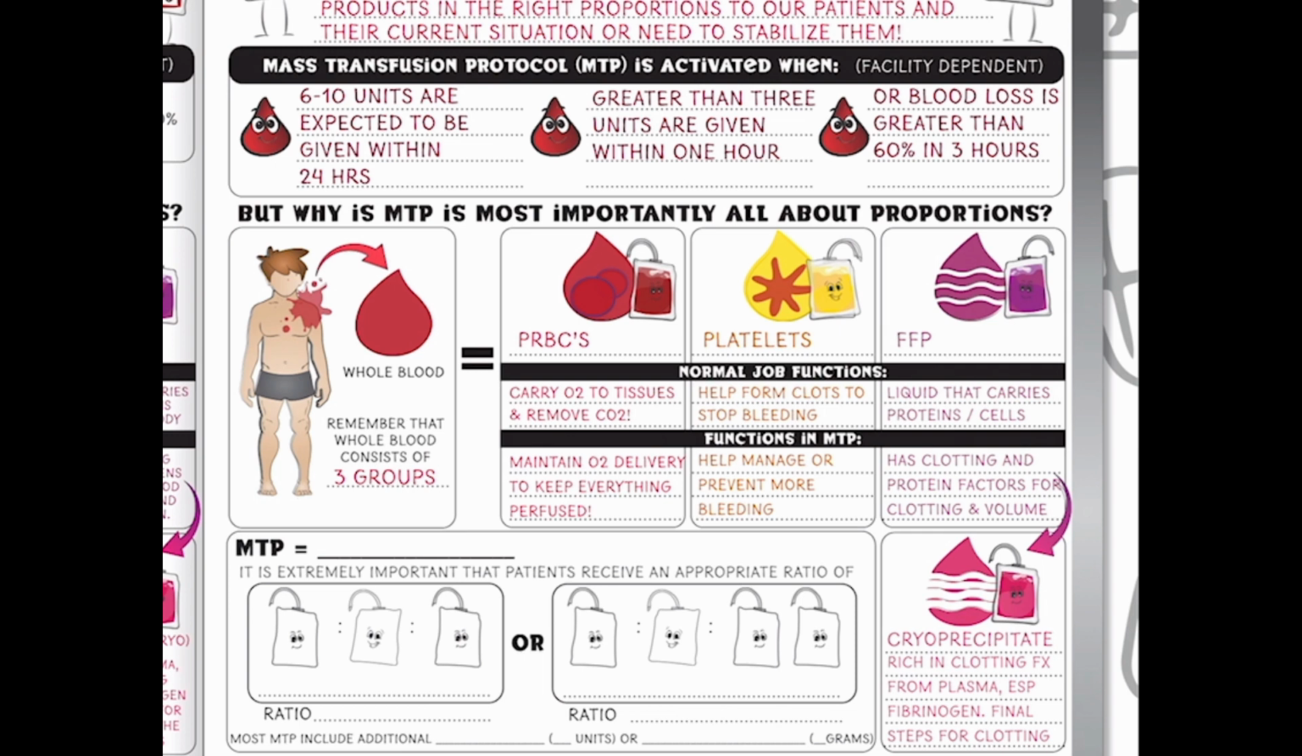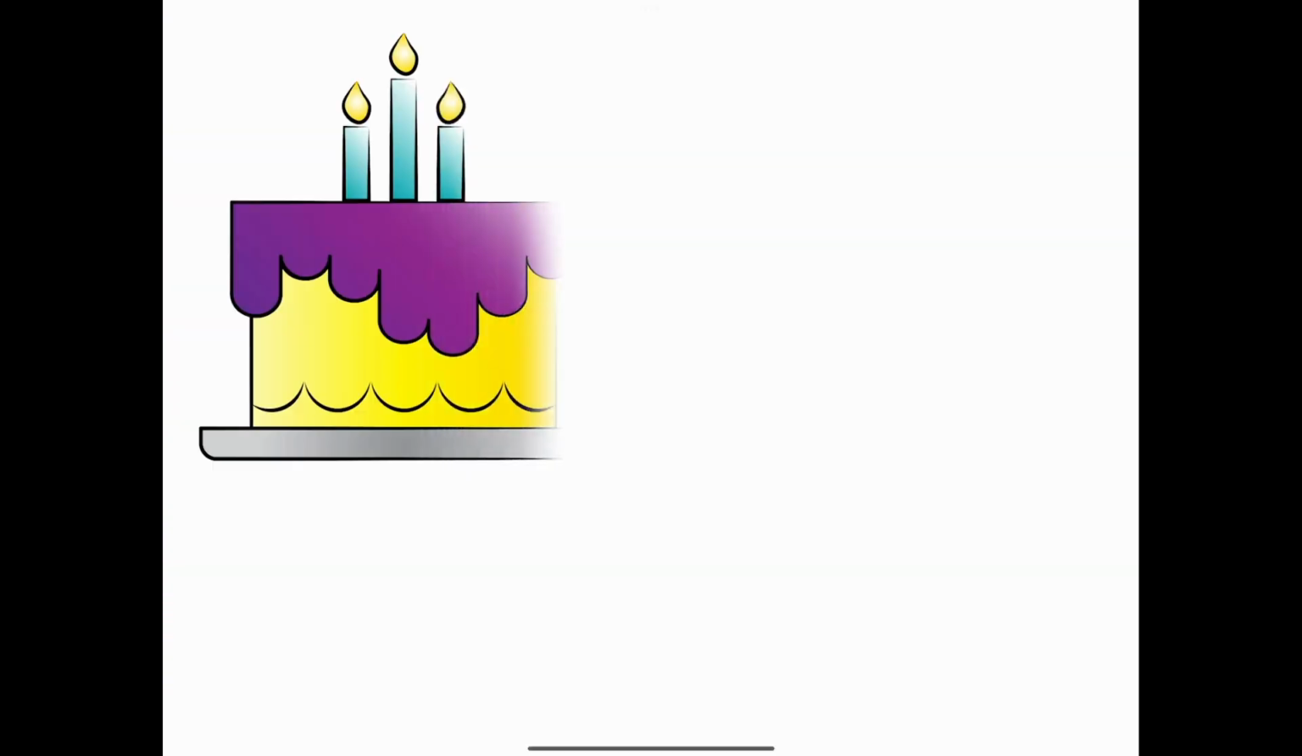So this is our final step for clotting. This cryoprecipitate is going to be equally important in our MTP. So now that we know that whole blood consists of these three components, we're going to break this down in another visual way. If we think of our whole blood, we can think of it like this cake here.